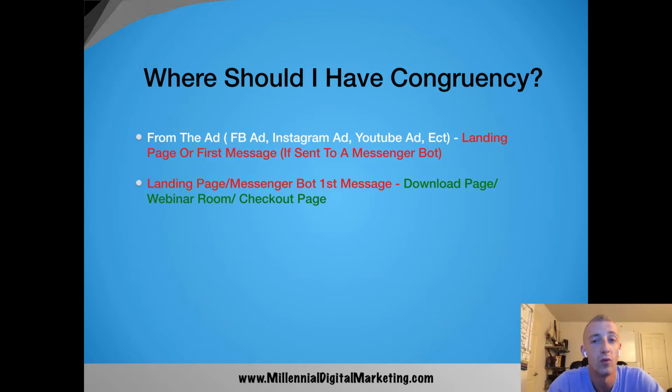The next thing would be the landing page or messenger bot to the download page, maybe the webinar room, bridge room, or the checkout page. Sometimes you're offering a free product, so they're going to download it. Sometimes you're getting that lead, getting that person's information and driving them to a webinar room. You want to make sure you have congruency, and if you are doing an affiliate offer, you want congruency there. Sometimes you're even selling them a product right from the landing page. They put in their information, go to the checkout page, and are at the checkout page. From the landing page or first message, you want congruency to the download page, webinar room, and checkout page.